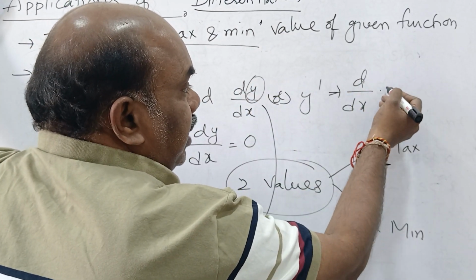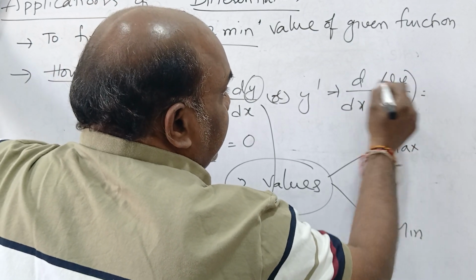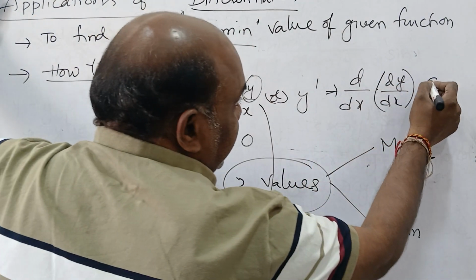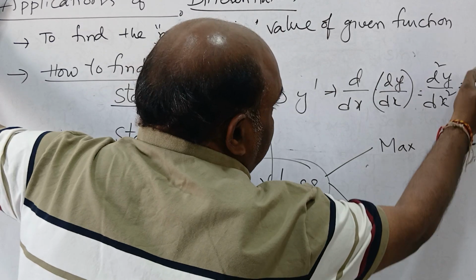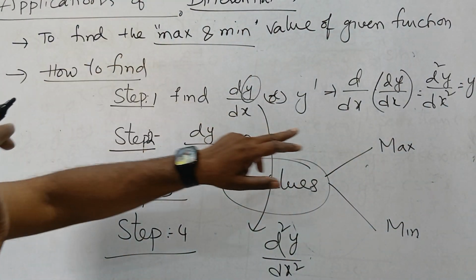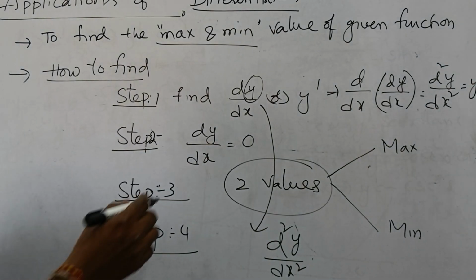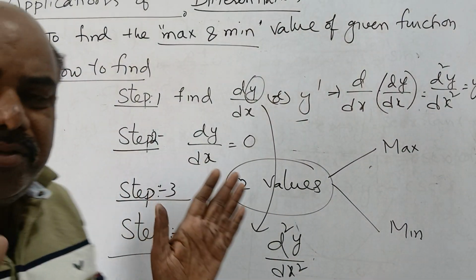So that what will happen? dy by dx. So that what will happen? d2y by dx square beta. d square y by dx square. This is also called y double dash. Second time differentiation we call it as y double dash. ఒక ఫంక్షన్ ఒకసారి డిఫరెన్షియేట్ చేస్తే y dash, రెండు సార్లు డిఫరెన్షియేట్ చేస్తే y double dash. ఏం లేదు బేటా, వెరీ సింపుల్.